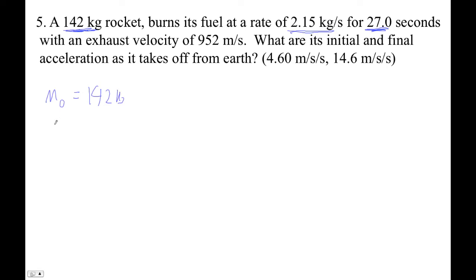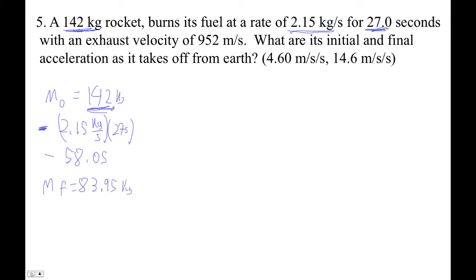The final mass, we have to subtract 2.15 kilograms per second times the 27 seconds. All right, so let's do that. Let's multiply this out. So 2.15 times 27. That's 58.05. So it's minus 58.05. So now I'm going to go 142 minus that answer. And I'm getting 83.95.